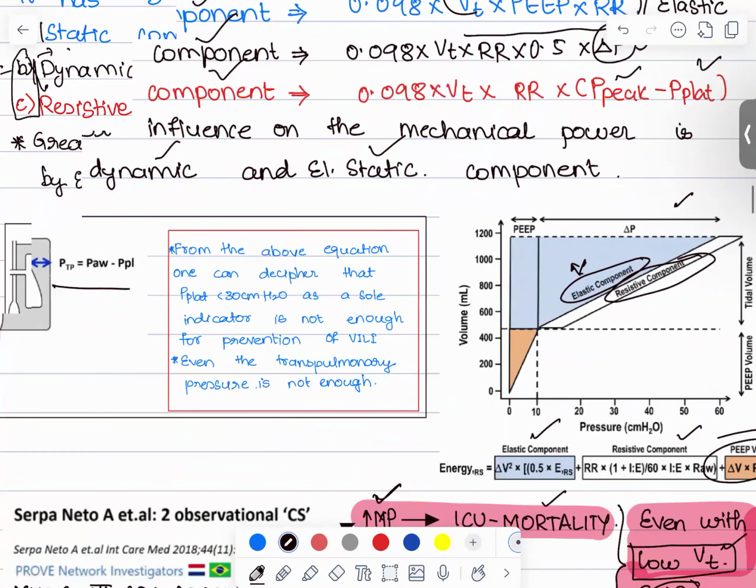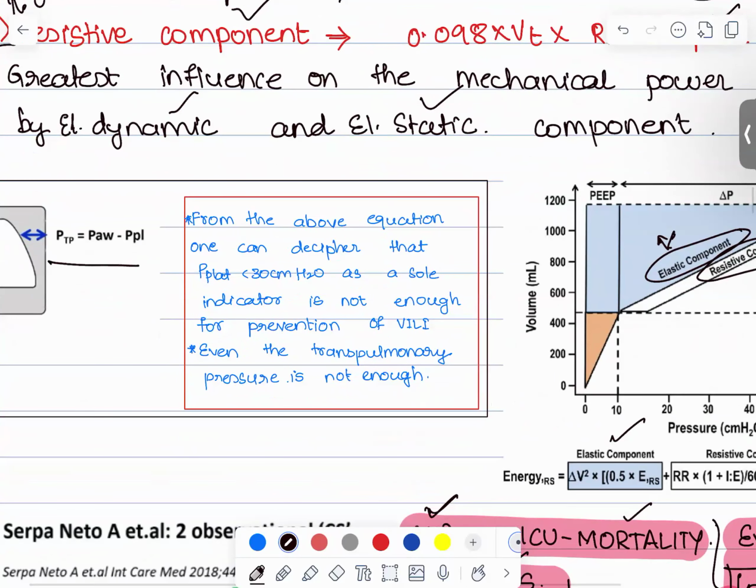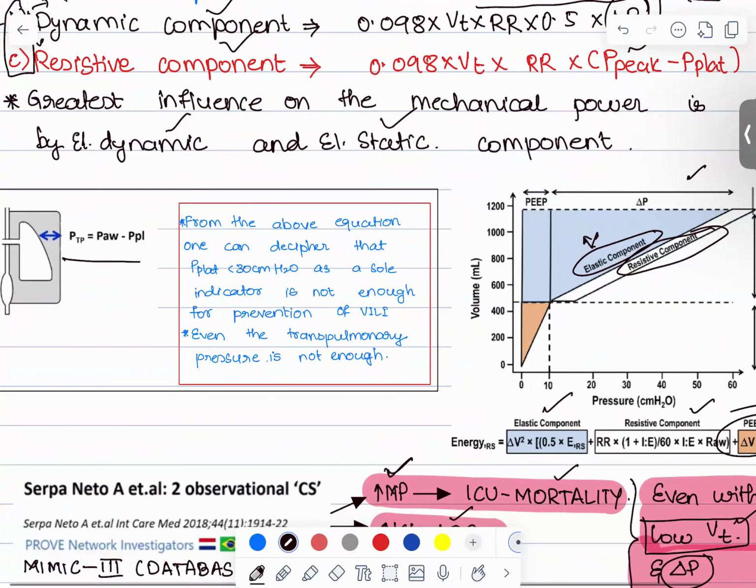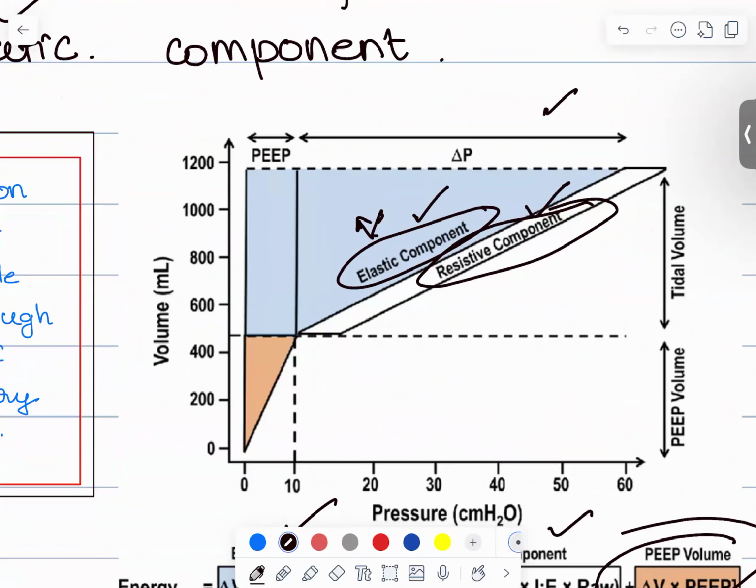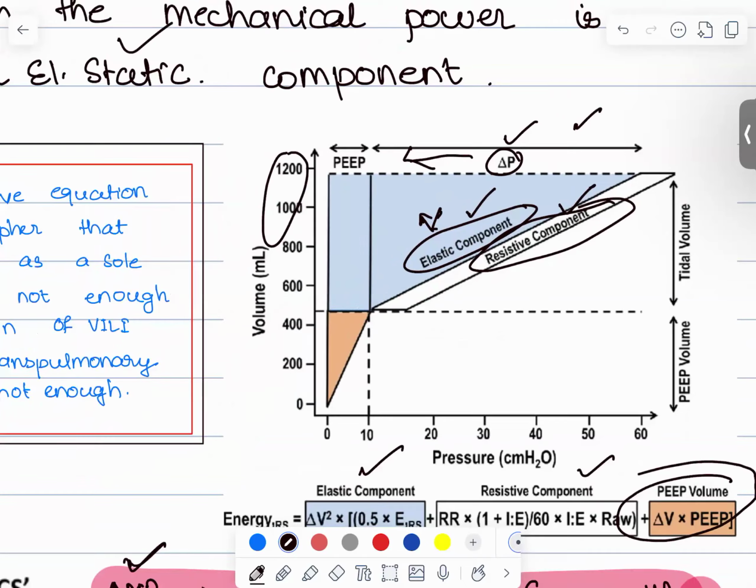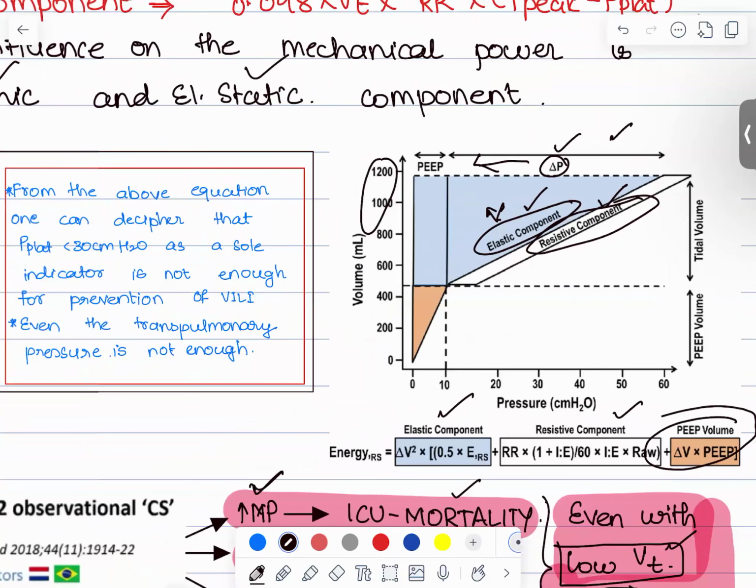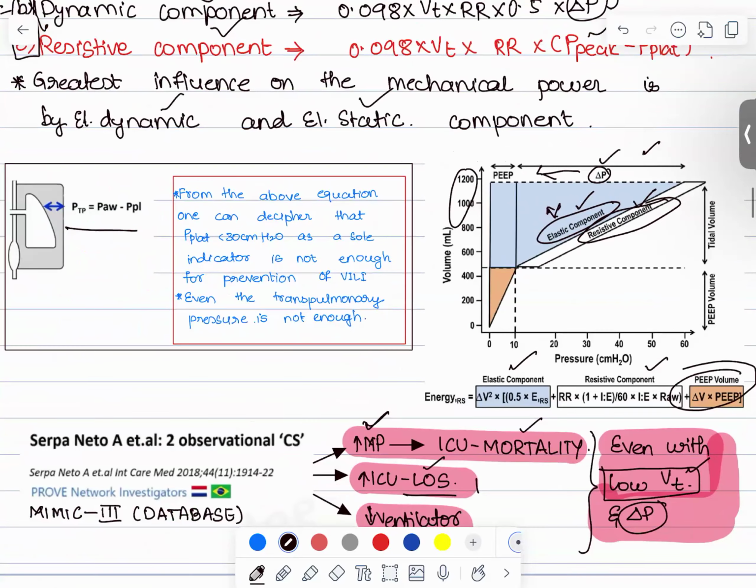From the above equation, what we decipher is that sole maintenance of your P flat to less than 30 centimeters of water is not enough to prevent ventilator-induced lung injury, and so as the transpulmonary pressure. See here, this is the diagram, which is nothing but the mechanical power of the ventilator, which has an elastic component, which has the resistive component, and you can see the trauma increases by increasing the tidal volume, and to a certain extent, you can see the trauma decreases by the decrease in driving pressure. So how does the driving pressure put hold on the mechanical power? We'll discuss in later. For now, let us see what evidence says.